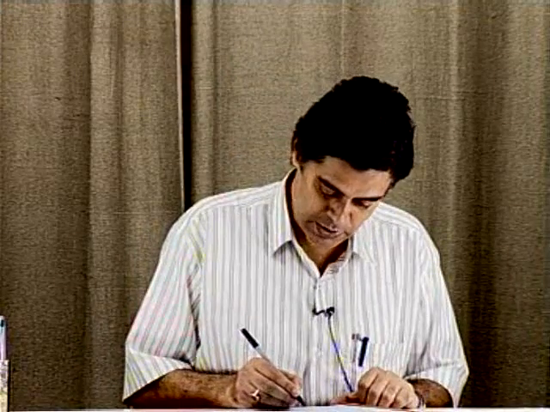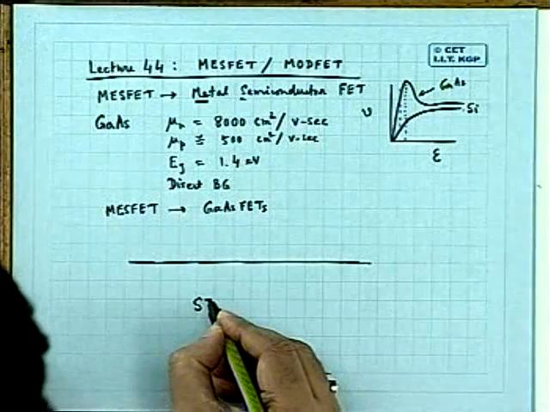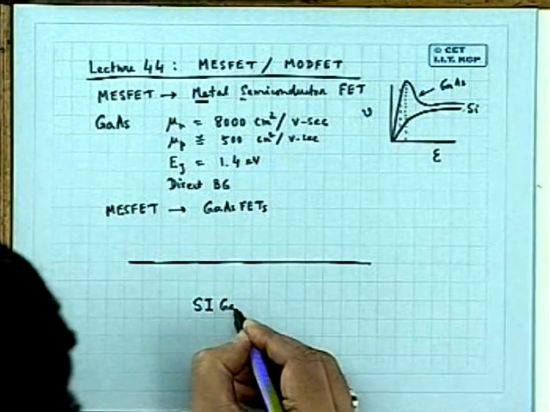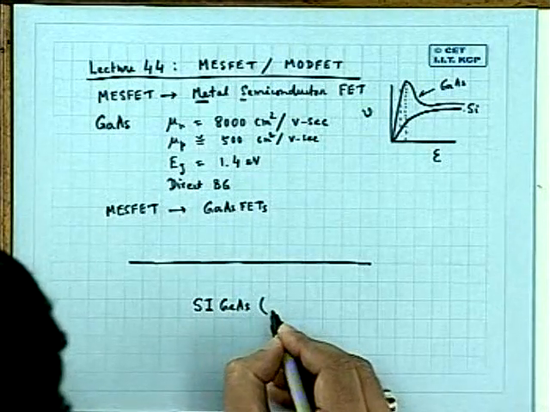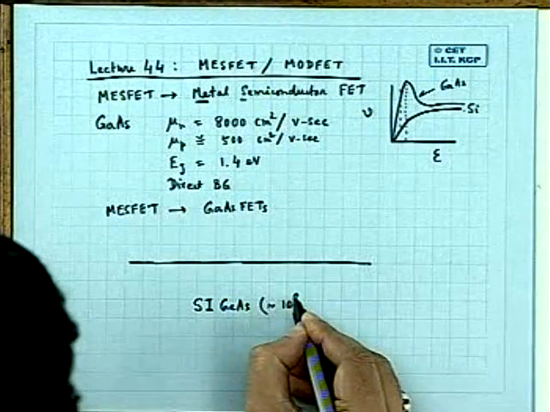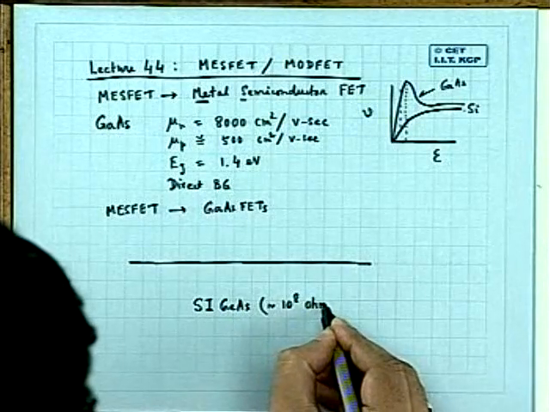very, very expensive. Whereas with gallium arsenide, it is easy to get a wafer with a resistivity of 10 to the power 8 ohm centimeter. This is called semi-insulating gallium arsenide. So what is normally done is we use semi-insulating gallium arsenide as a substrate with a resistivity of 10 to the power 8 ohm centimeter.